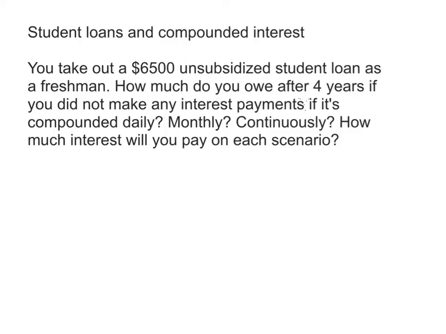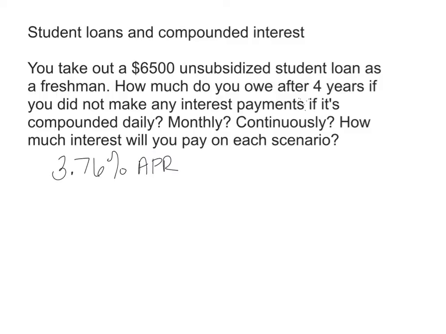So we looked at student loans and compound interest. We noticed from the student loan website that the interest on an unsubsidized loan was 3.76% annual percentage rate. So we want to talk about how much money you would owe at the end of 4 years if you were to take out $6,500 and not make any payments on the interest, and how the different type of compounding changes how much interest you owe at the end of the 4 years.